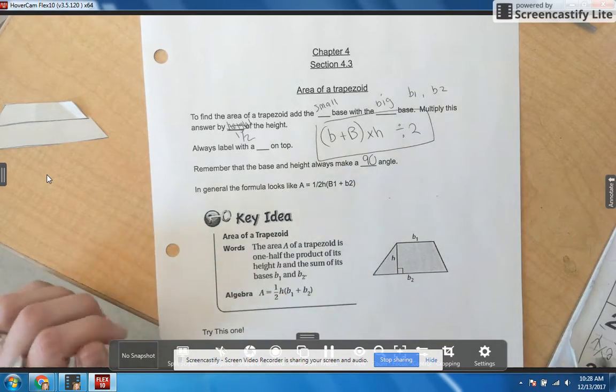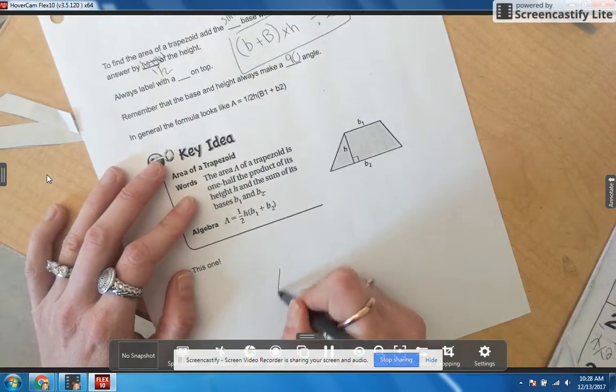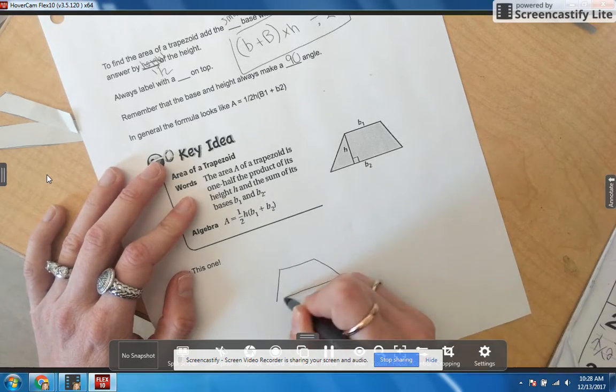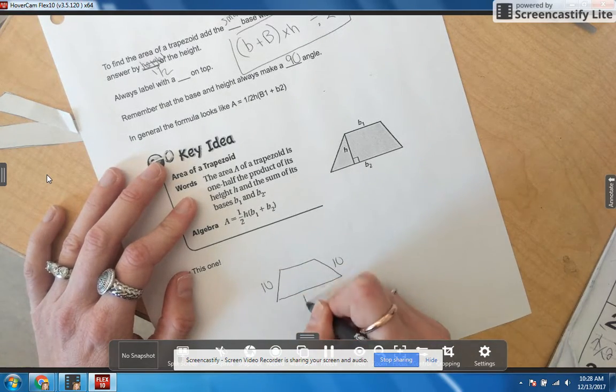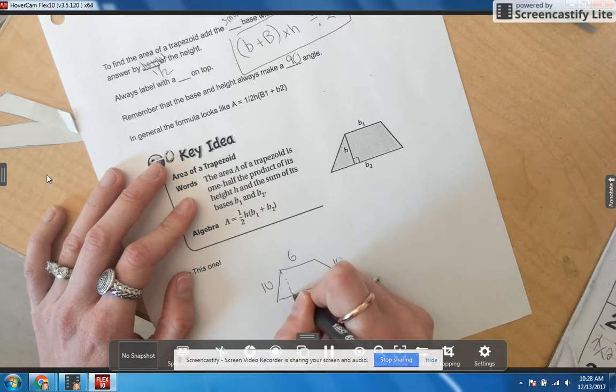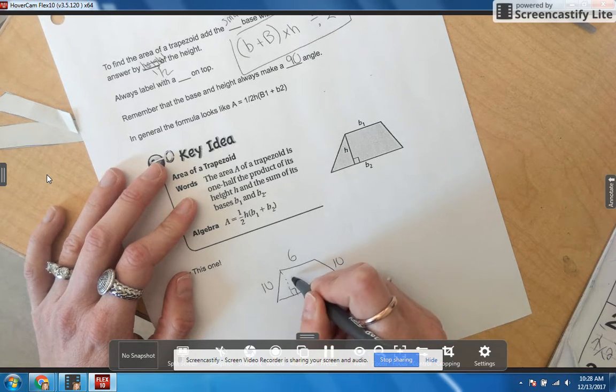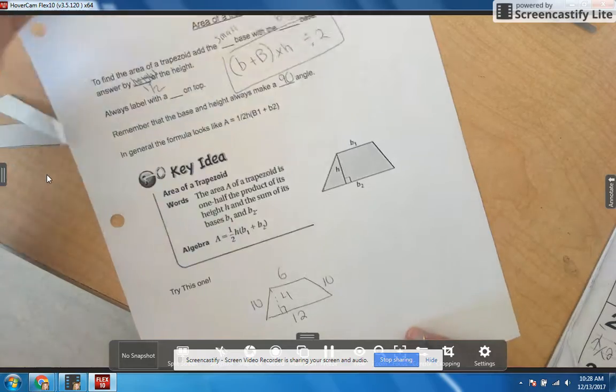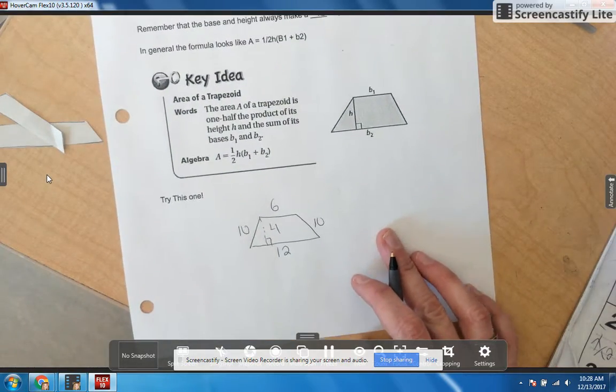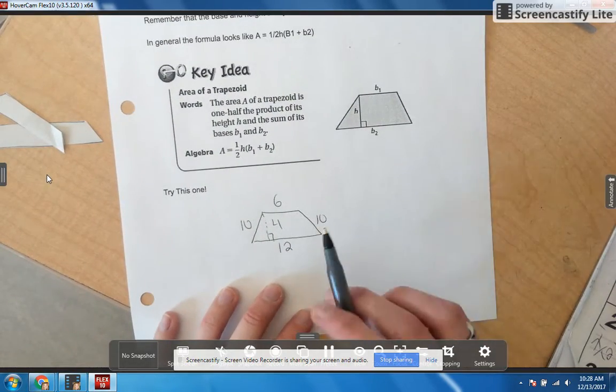So let's say I have an example. You guys can just draw this with me. Let's say these are my random numbers. Okay, I'm going to put this in here and put a 4. All right, so first of all, we have to figure out which ones are the two bases. The two bases are always parallel to each other. So that would be these ones. So 6 plus 12.